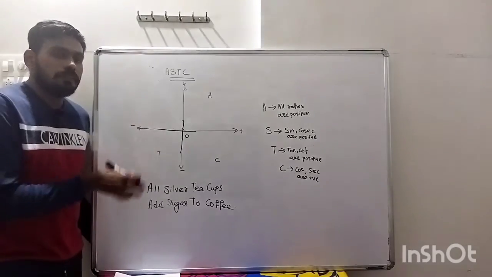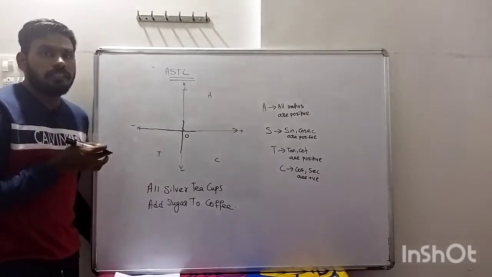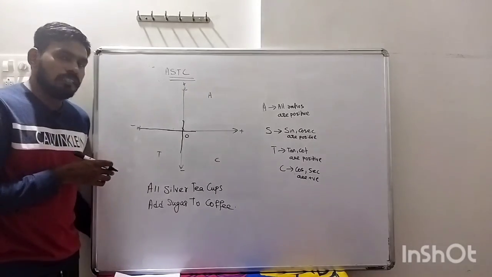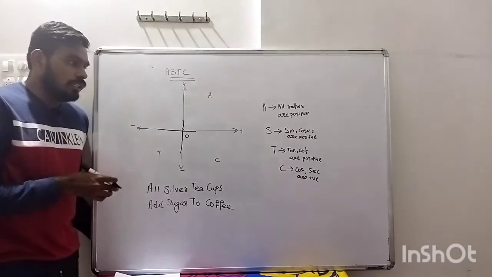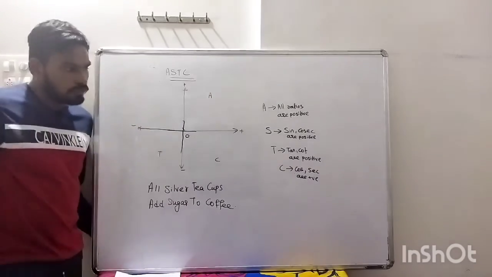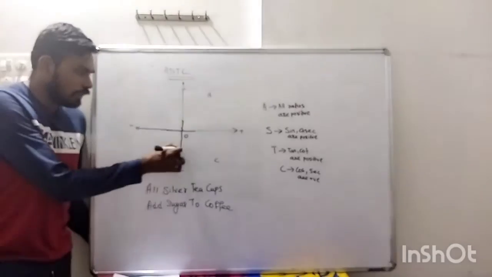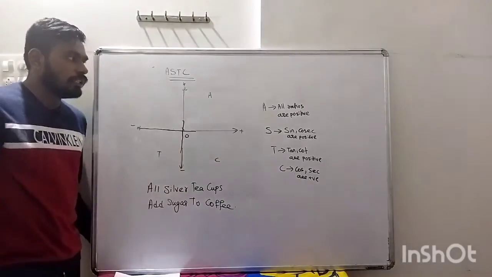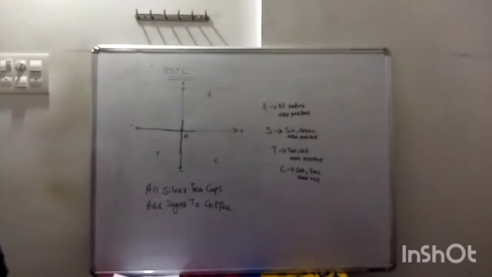Similarly, tan and cot are positive in the third quadrant, remaining all are negative. Sine of 210 degrees is negative, cos of 210 degrees is negative, sec of 210 degrees is negative. Only tan and cot are positive. And in the last one, the fourth quadrant, only cos and sec are positive, okay.